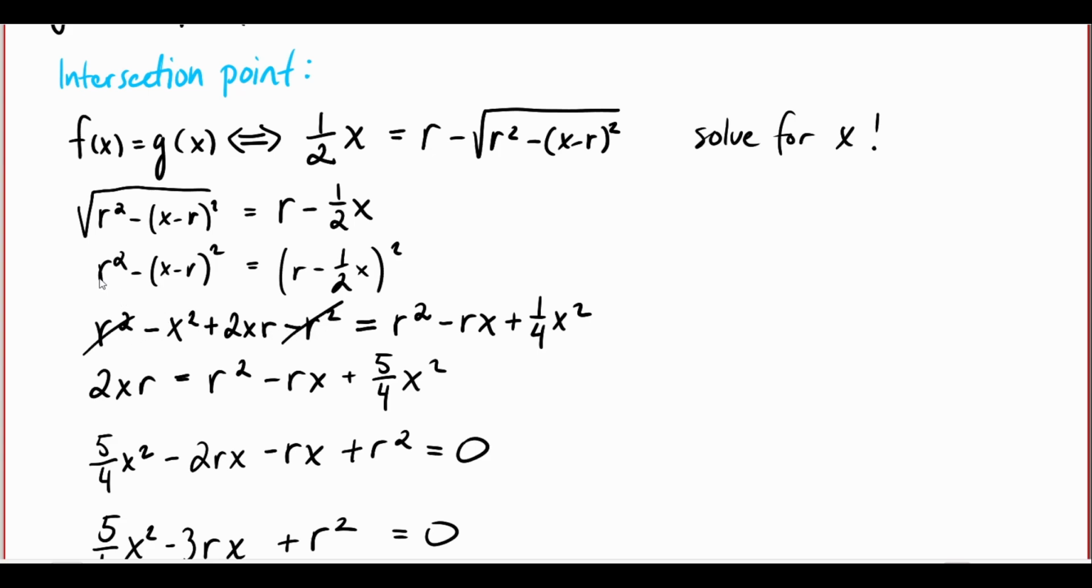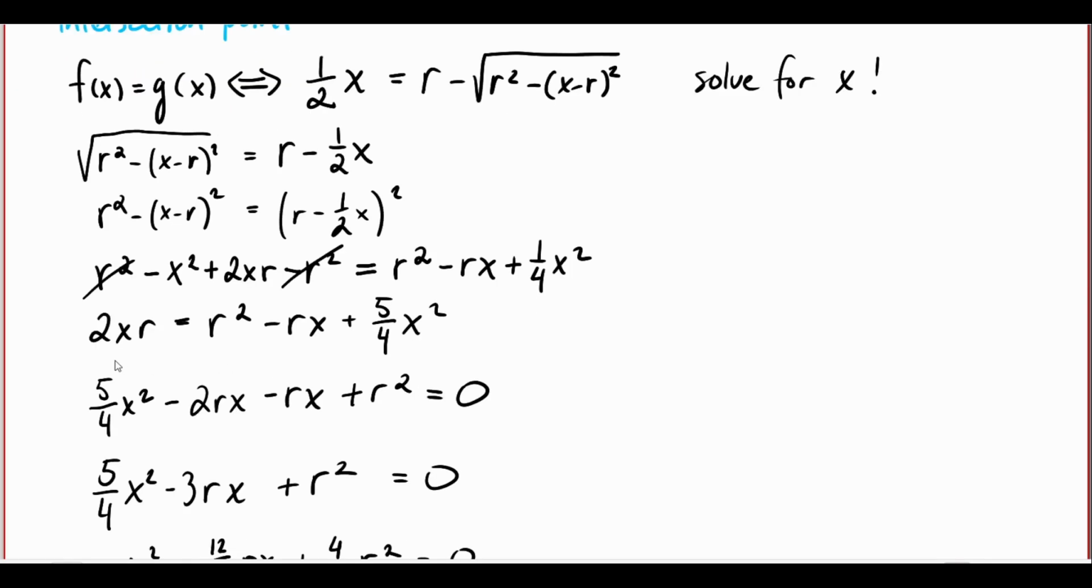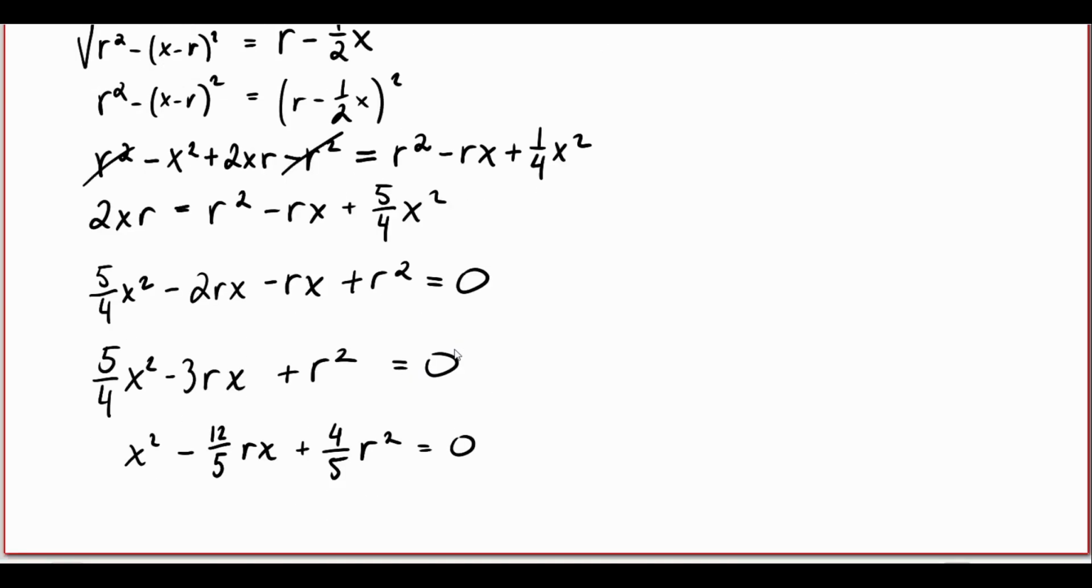So we have r squared minus, and then this expression here is x squared, and then we have this minus there. And then we take this times this, and then double it. So it becomes 2xr, not minus, but then we have this minus, it becomes plus here. And then we have minus r squared equals r squared minus rx plus 1/4 of x squared. And we just continue doing the algebra and we end up with this expression here.